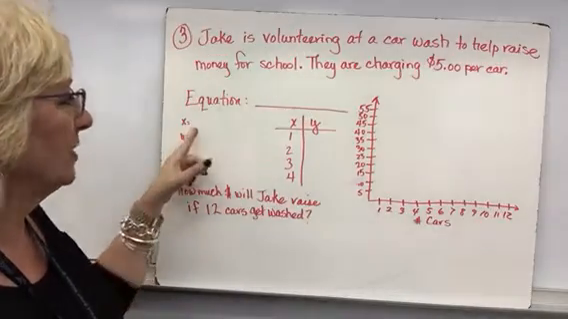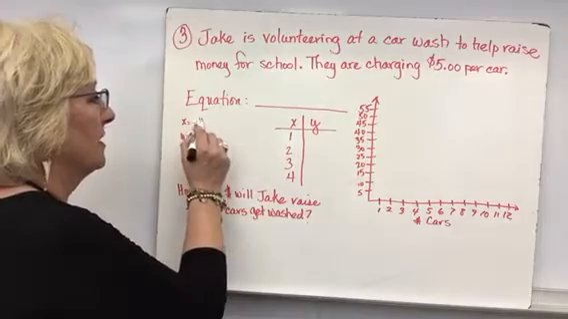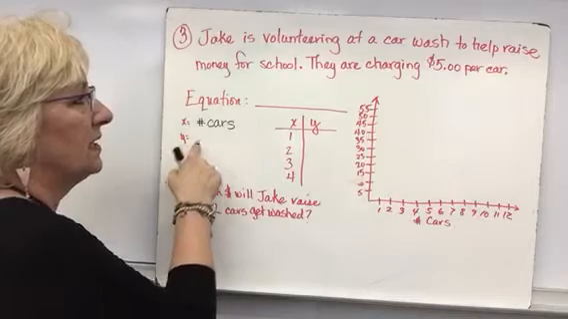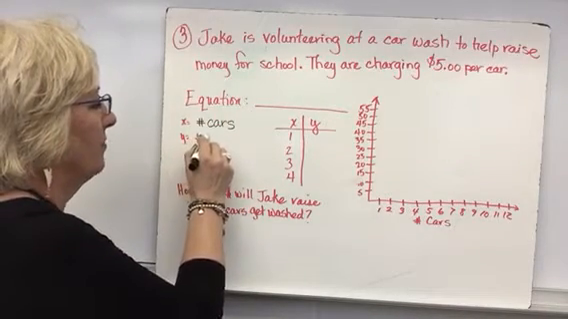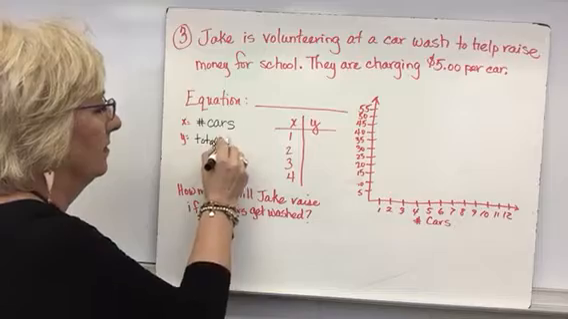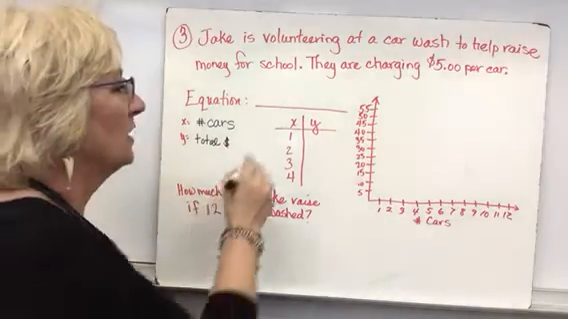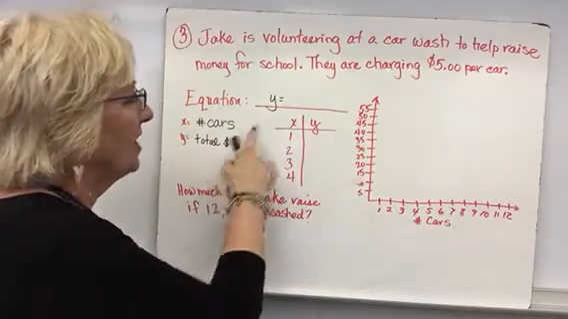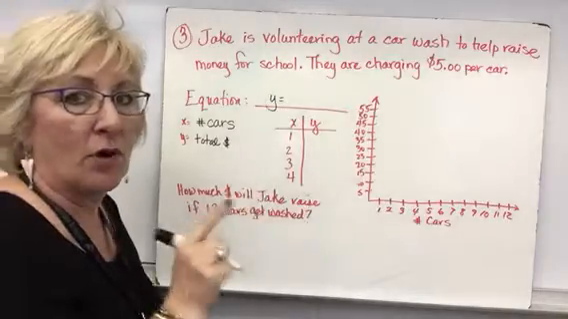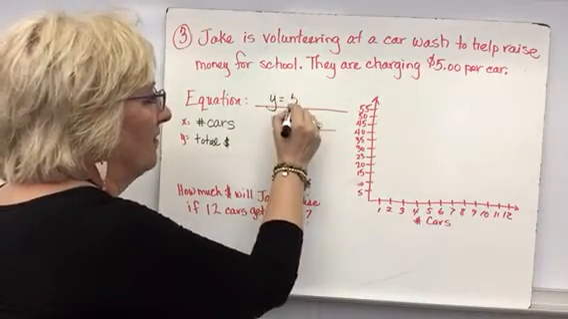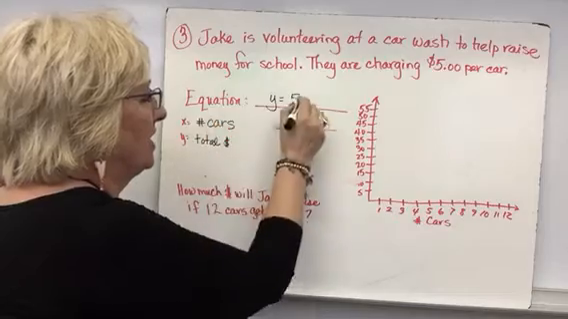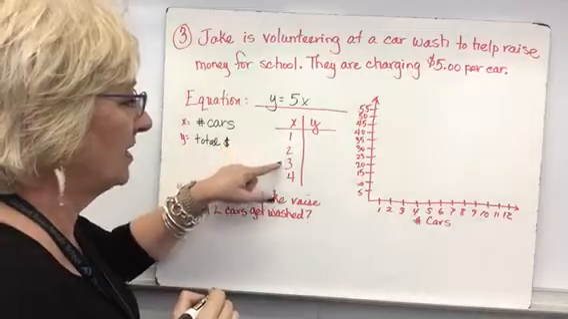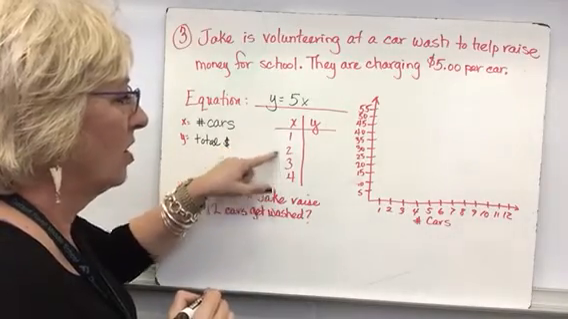This one's pretty easy. I'm going to let X equal the number of cars that go into the car wash, and Y is going to be the total amount of money that I make. So my equation will equal Y because I'm trying to find the total amount of money. I know I'm going to make $5 per car, per being a multiplication word, 5 times, and my cars are going to be X. So Y equals 5X.